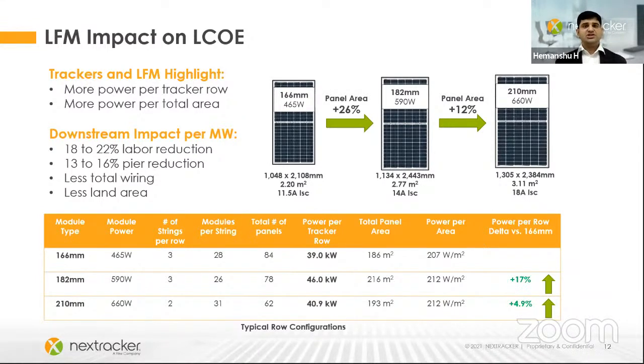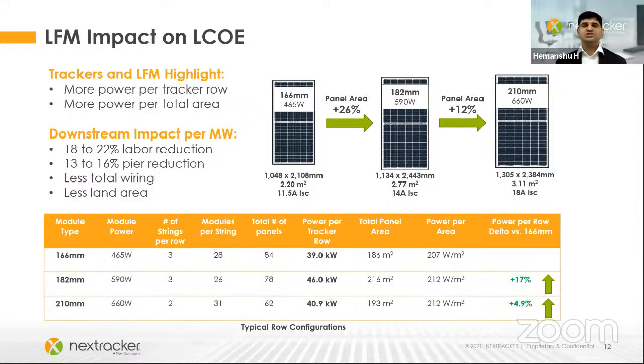But in general, the power per tracker row has increased, right? Because of the heavier, bigger modules, what we are able to deliver is now additional power per tracker row, and then more power per total area. In general, both of these tend to have a positive effect in terms of design improvements. They also tend to have impacts on the downstream aspect, which means lower labor cost, because now you need less labor or less number of rows to install because your power per row has increased.